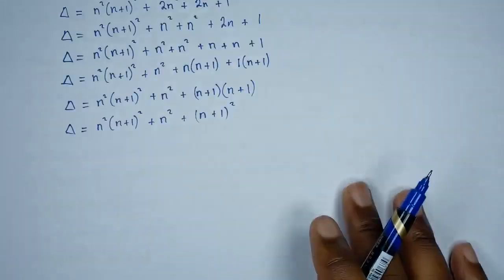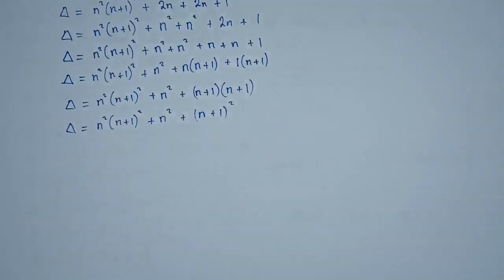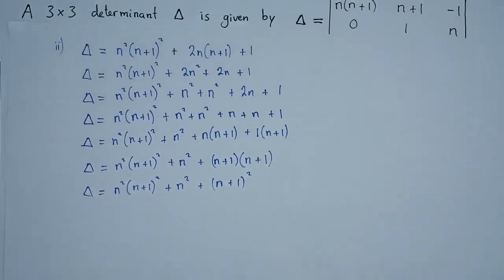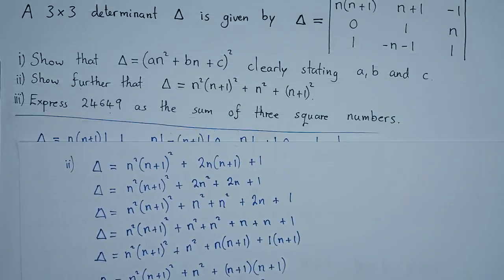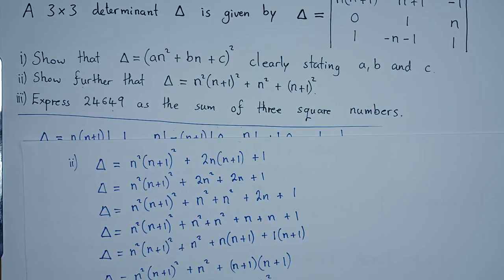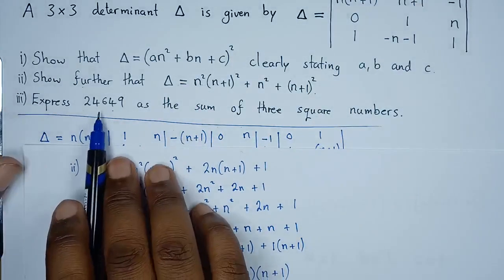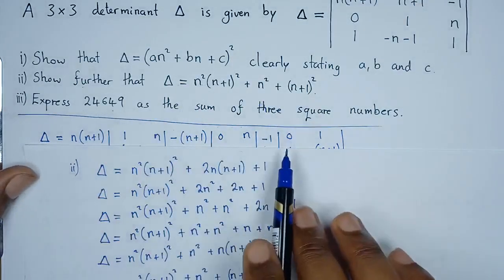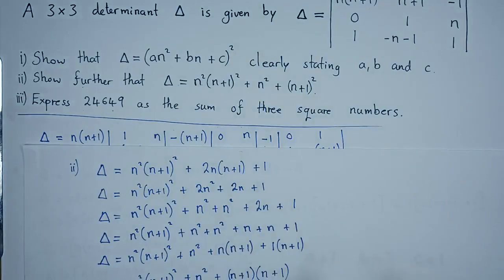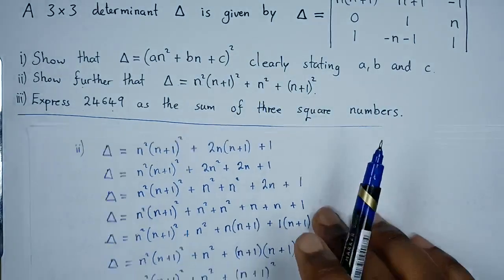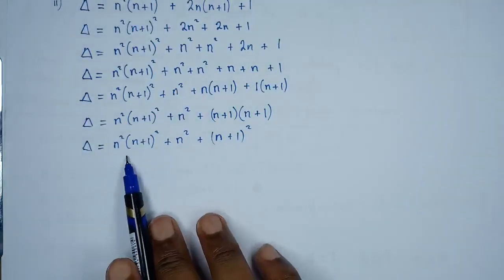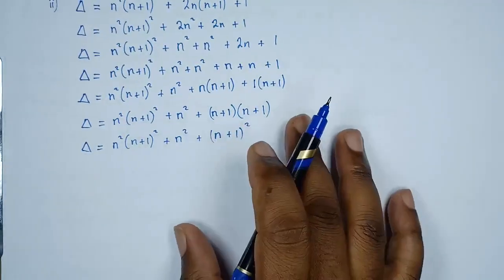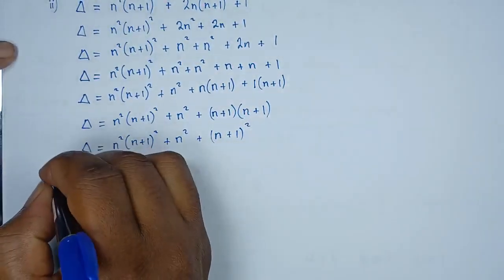Now, part 3 of the question says, express this number as the sum of the three squares. So the sum of the three squares we're talking about, these are the three squares. This is part 3. So let me just do it like this.